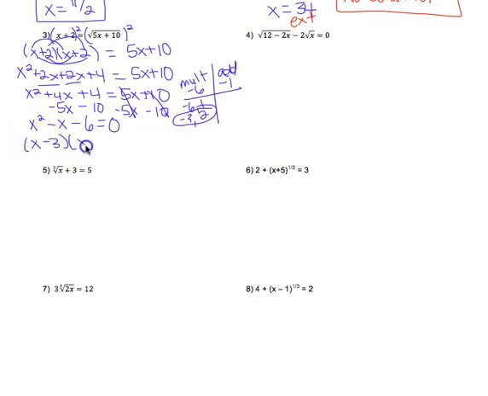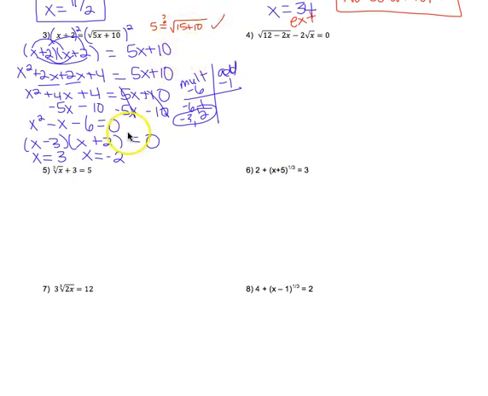x minus 3 times x plus 2, which this guy gives me x equals 3. This guy gives me x equals -2. So I need to check both of my solutions. So 3 plus 2 is 5. I'm seeing if that equals the square root of 5 times 3, which is 15 plus 10. So this would give me square root of 25, which is 5.